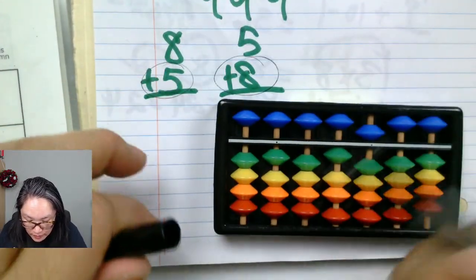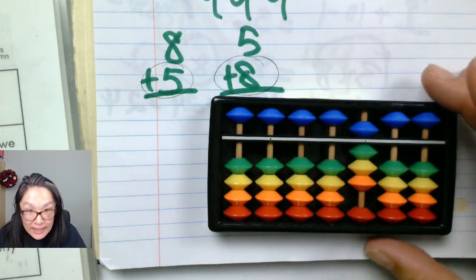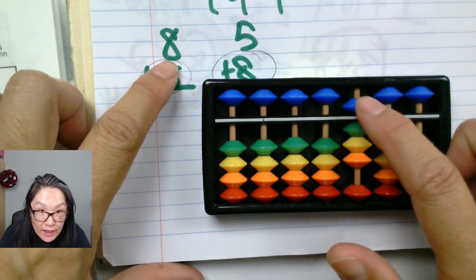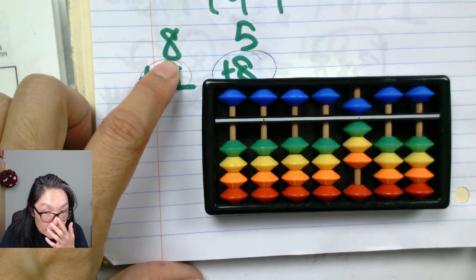We know this. We know 8. We can add the 8. We're going to add 8 on the abacus. We add 8. This is 8. 5, 6, 7, 8. We know that, right?